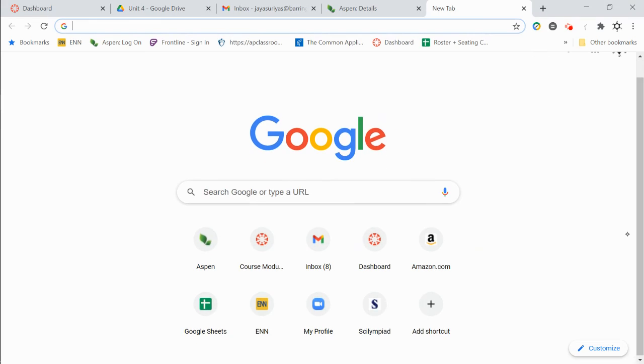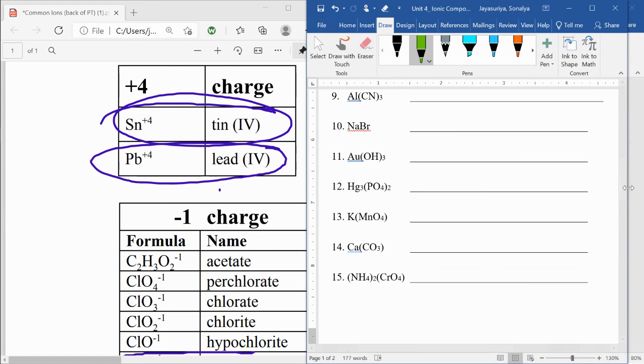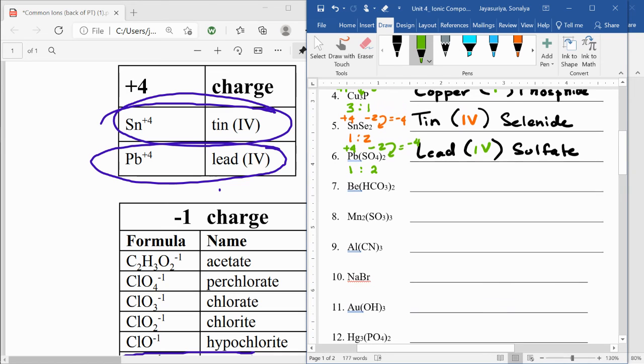Okay, then whoops, here's my document. Now the next one is, let's do number 8 because the 7 is just beryllium bicarbonate. Again, if you're looking for the actual answers, there is a PDF with the answer key. Okay, we are looking for manganese. Mn is manganese. Manganese is a transition metal.